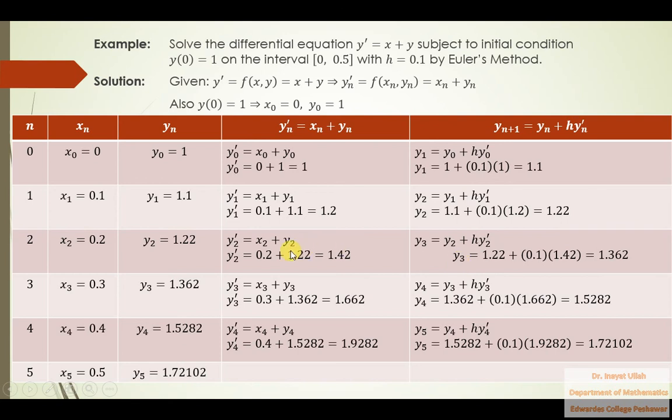In the same manner, we can calculate from here x3, y3, y3 prime, and y4, and so on and so on. The last column is about x5, so x5 will be 0.5, and y5 has been calculated here. y5 is equal to 1.72102. So that is the last value for y. There is no need to go forward, because we need to calculate the fifth iteration, you may say. So y5 is equal to 1.72102. That is the last one.